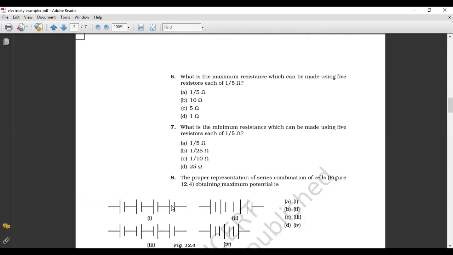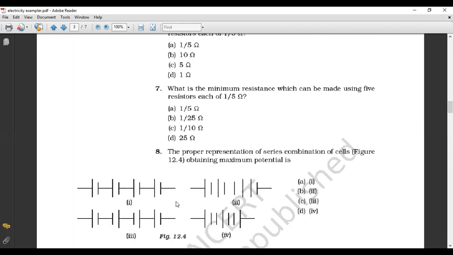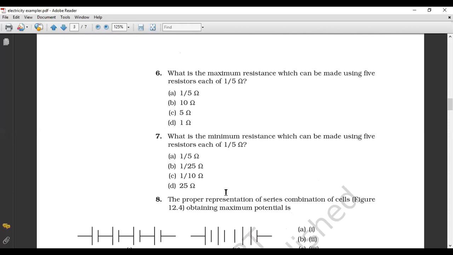I'm going to start with the 6th question. What is the maximum resistance which can be made using 5 resistors of 1 by 5 ohm each? We have to find the maximum resistance. As we know, maximum resistance we can find by connecting in a series circuit only. So we have to add 1 by 5 plus 1 by 5 plus 1 by 5 plus 1 by 5 plus 1 by 5. So 5 times we have to add 1 by 5. After solving it, it becomes equal to 1 ohm. So option D is correct. You can easily find it, you just have to calculate it.